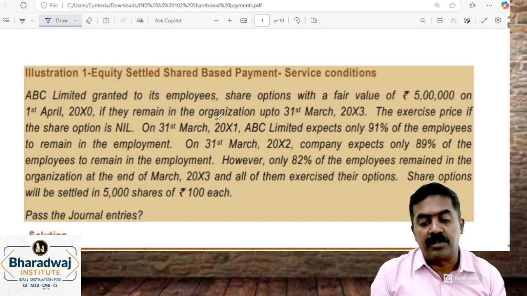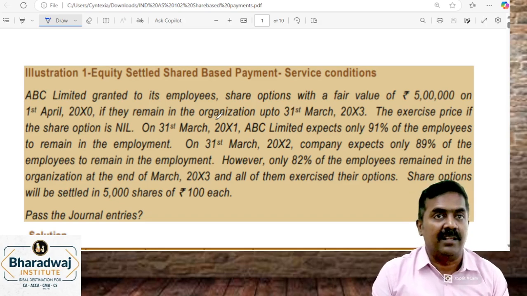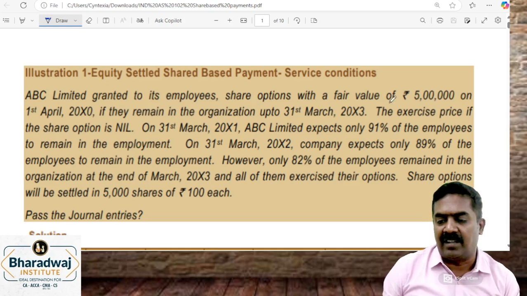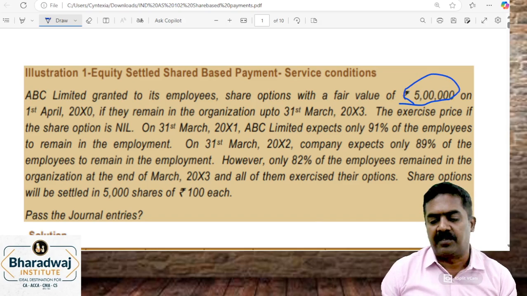So we are going to give the shares. They need not pay anything. The shareholders need not pay anything for the share option. We are not going to get cash from them. But they have given the fair value of the option. What is the fair value? 5 lakhs. This has to be recognized over a period of how many years?